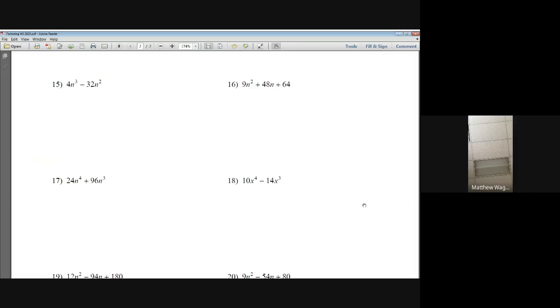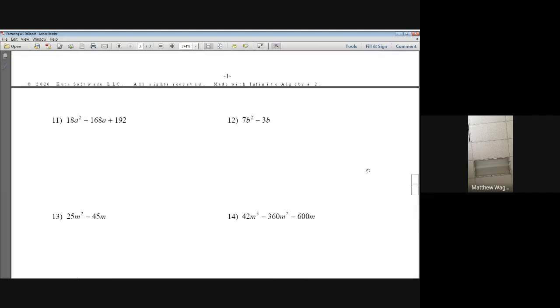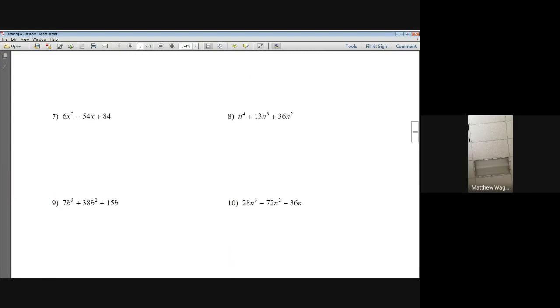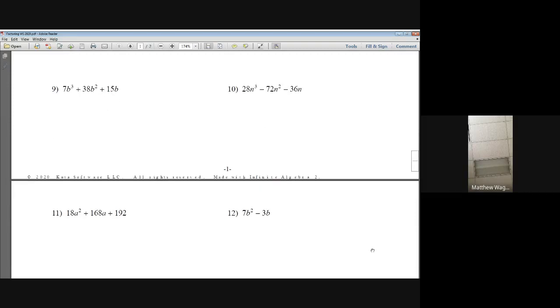But maybe let's do a negative one, huh? Sorry, I'm just trying to think on the fly here what problems would be good. We have those ones down there. We have that one there. Let's actually do number 10.